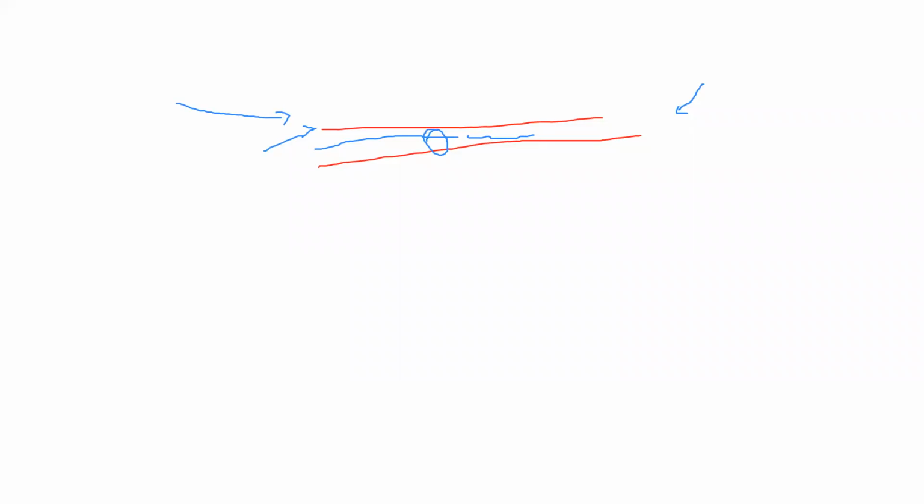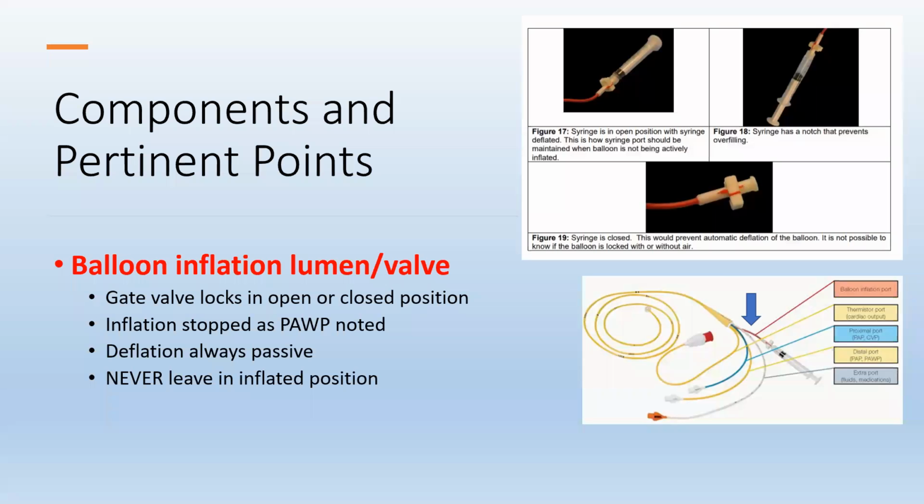All right. So therefore, the balloon acts to float the catheter into position and allows the measurement of the pulmonary artery occlusive pressure. And pulmonary artery occlusive pressure is the measurement of pressures on the left side of the heart. Okay?